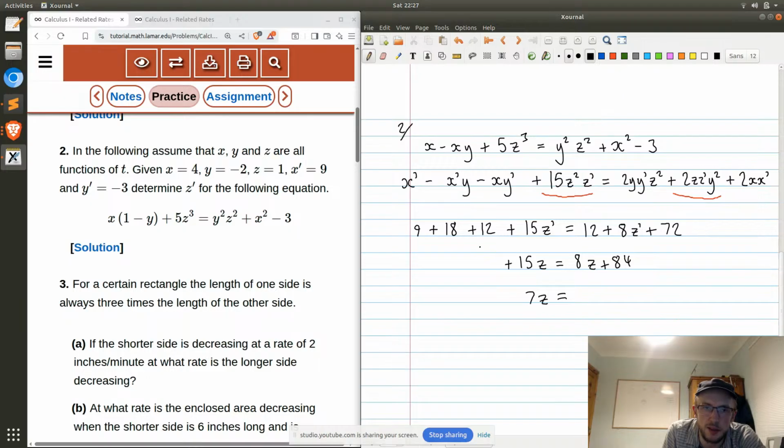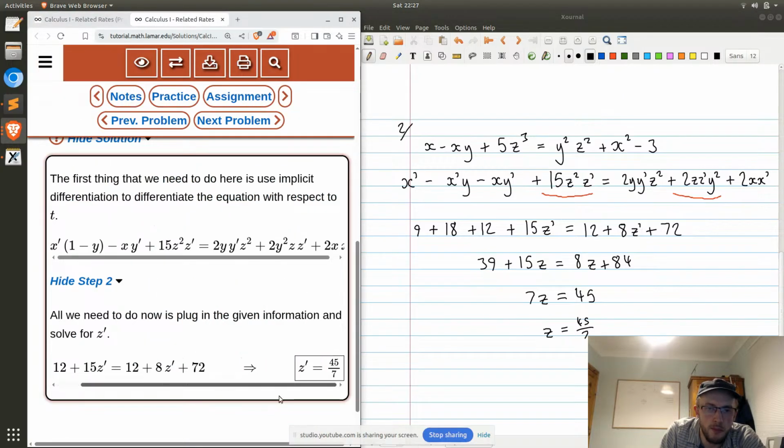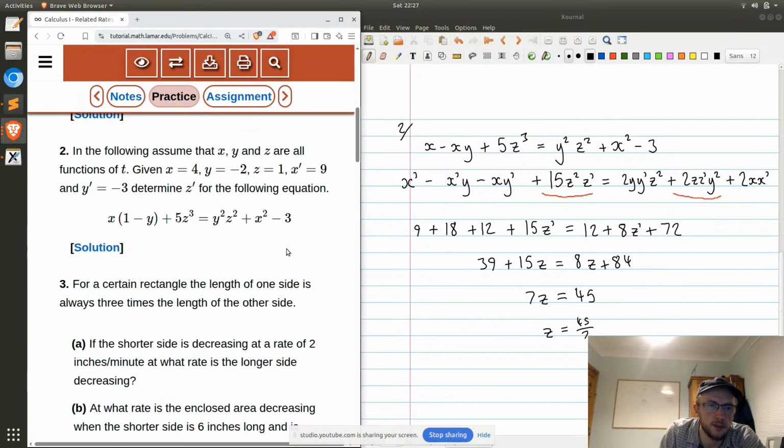So why isn't this computing then? 39. So 45. Right? Good. Okay. Corrected.